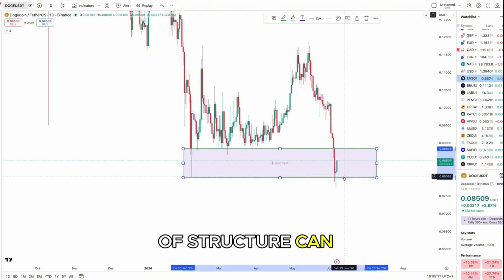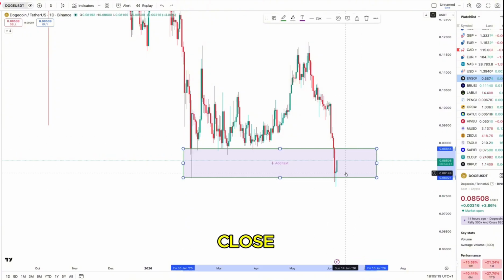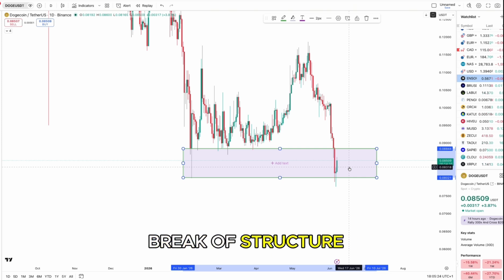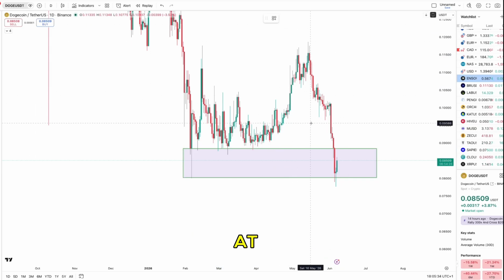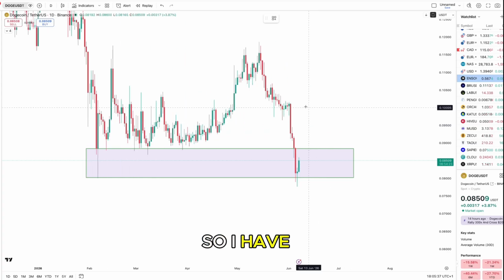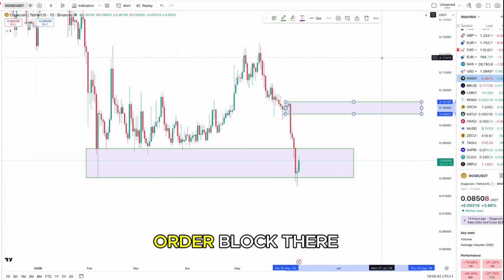Mind you, a break of structure can happen with a wick or a body close. So before you say that there is no close beyond that place, a break of structure can happen with a wick or a body close. So as I got my break of structure, what should I be looking at? It's my order block. That's where I should be looking for price to retrace. So I have my order block here. I have my order block there.